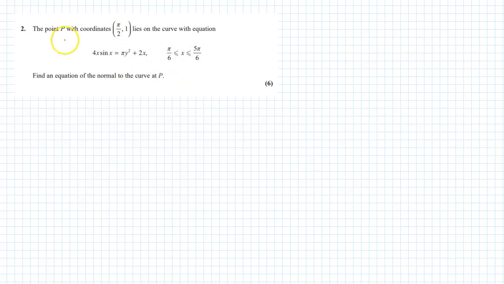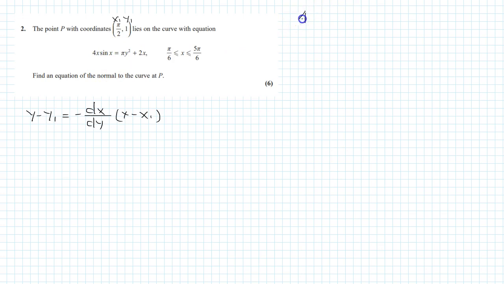Question number 2. The point P with the coordinate lies on the curve with the equation this. Find the equation of normal. So for the equation of normal, our equation is y minus y1 is equal to minus dx over dy times x minus x1. This is x1 and this is y1. Now we don't have dy over dx, so let's differentiate it.